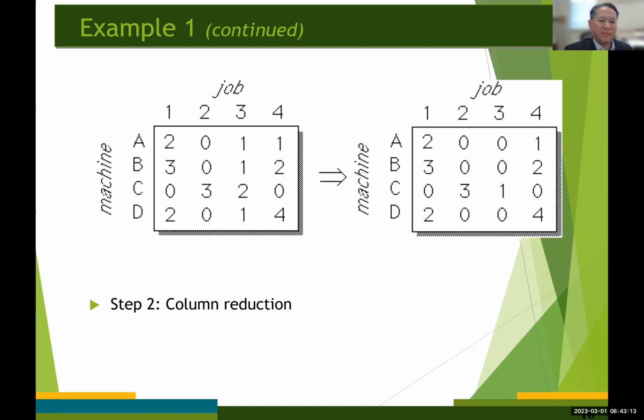So columns number 1, 2, and 4 remain the same because the smallest cost for those columns is 0, right? So only column number 3 will be reduced by 1, right? The minimum cost in column number 3 is 1 down here. So this is the resulting cost matrix from the column reduction.